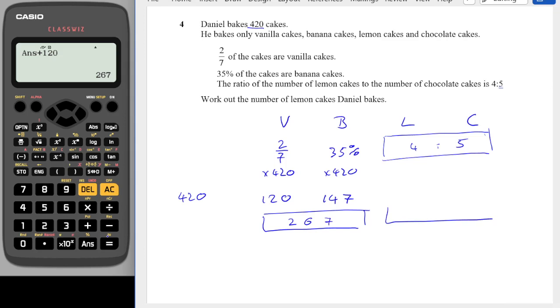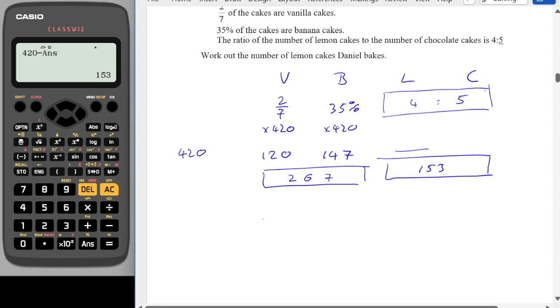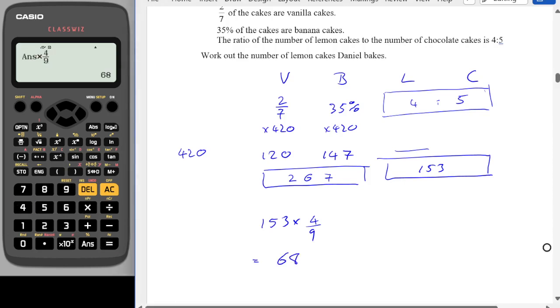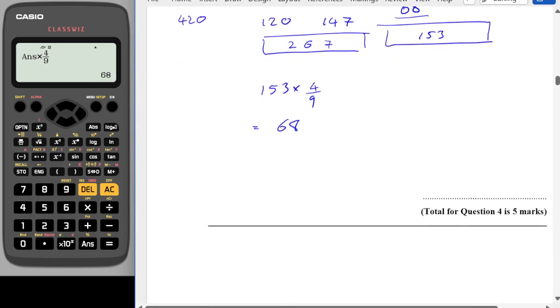So that means that the total of lemon and chocolate is going to be 420 minus the answer that I just worked out. So we've got 153 lemon and chocolate cakes, and then if we're told that we've got 4 to 5, the number of lemon cakes is going to be this one here. So I'm going to do that as 153 times by 4/9. So if I times that by 4/9, that's going to give me 68. So 68 lemon cakes.